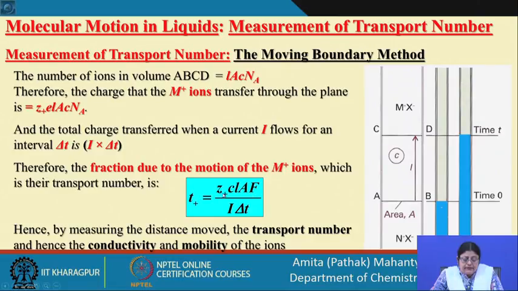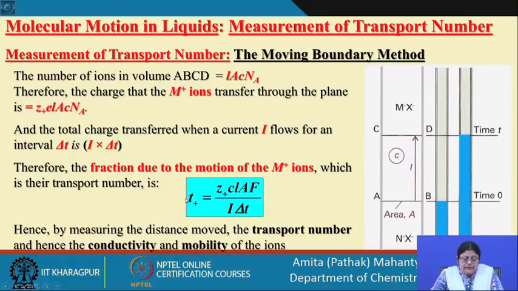If I multiply E with the Avogadro number, I get the Faraday constant. So, this is the total charge in the volume element, and this is the total charge due to the flow of current I for time delta t. This is the total charge associated, and this is the total charge carried by the positive ion M. Okay. So, this fraction gives you the transference number of the M plus ion.